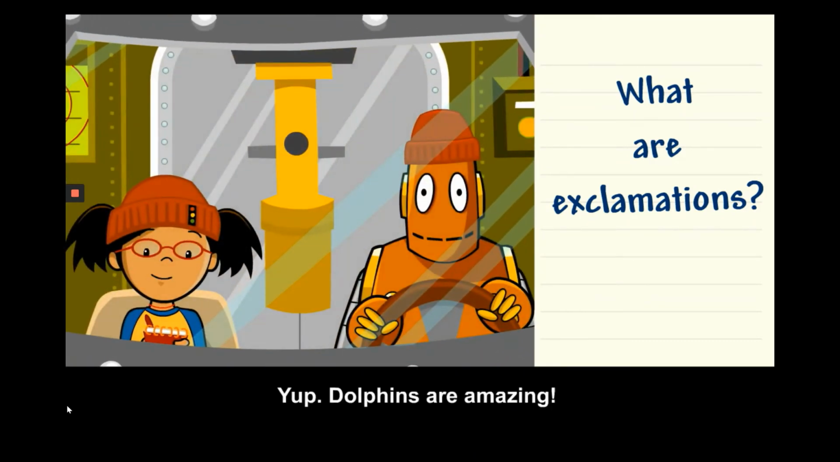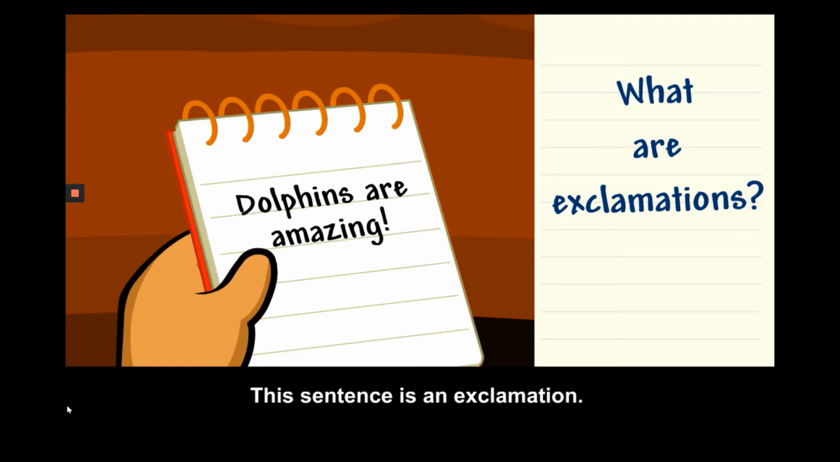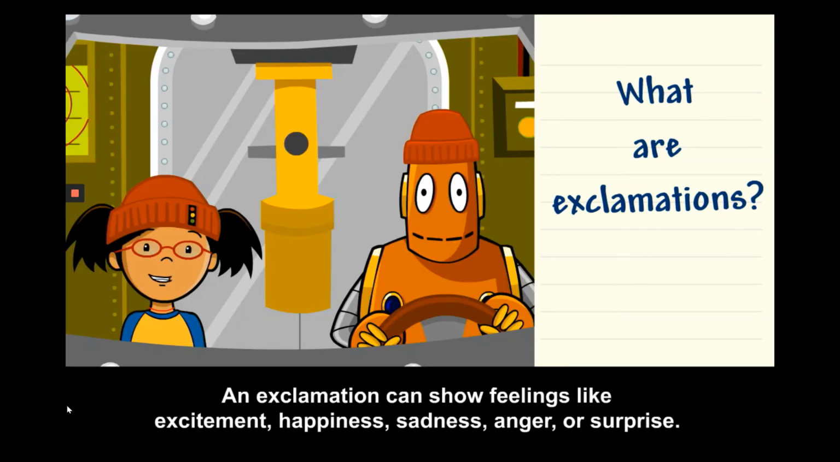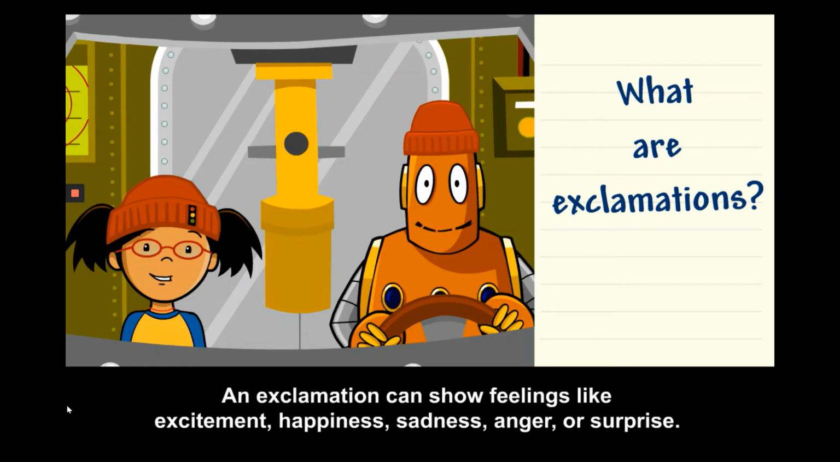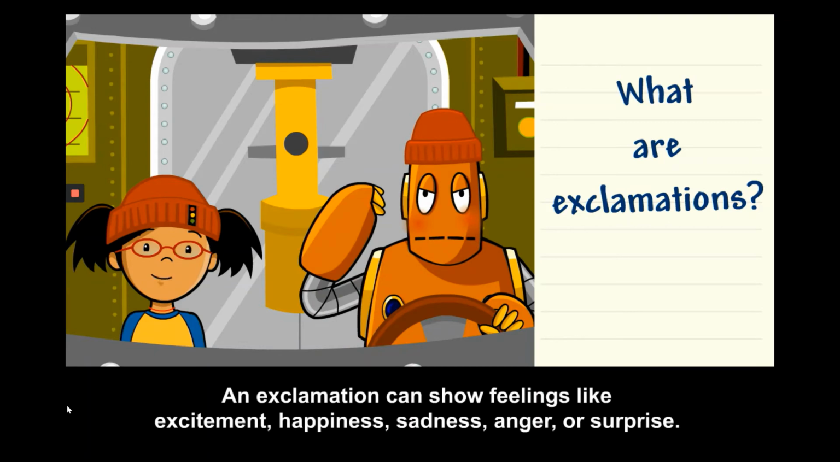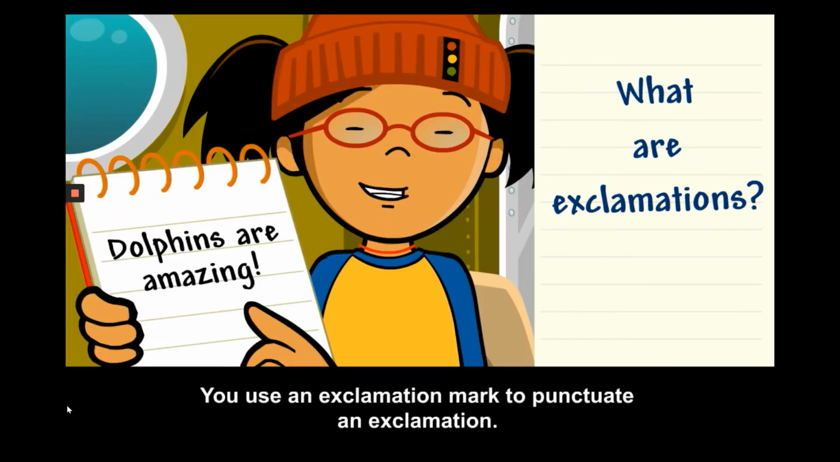Yep, dolphins are amazing. This sentence is an exclamation. An exclamation is a sentence that shows a strong feeling. An exclamation can show feelings like excitement, happiness, sadness, anger, or surprise. You use an exclamation mark to punctuate an exclamation.